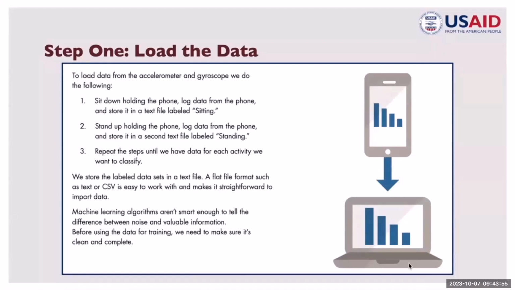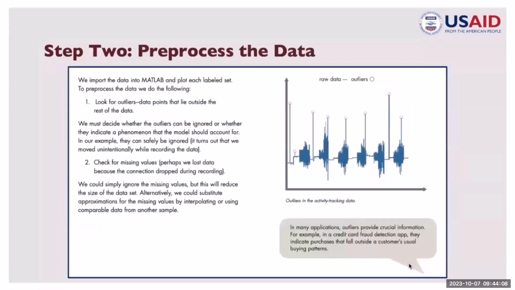Now, machine learning algorithms aren't smart enough to tell the difference between noise and valuable information. Before using the data for training, we need to make sure it's clean and complete. That leads us to the second step of our workflow, which is the pre-processing of our data set. It is very important as it affects the accuracy of the prediction of the model. We import the data into our simulation or software platform. In this case, it can be MATLAB.